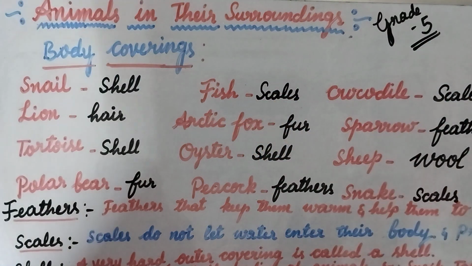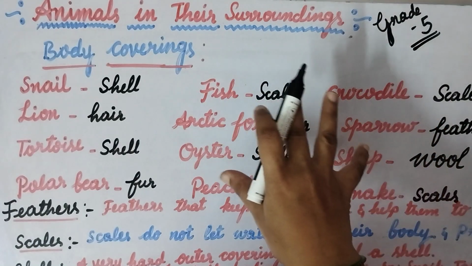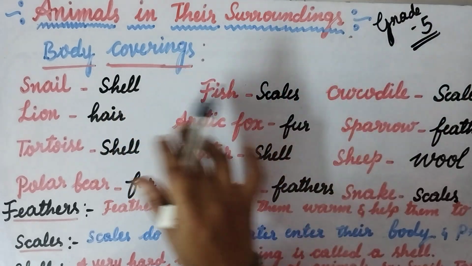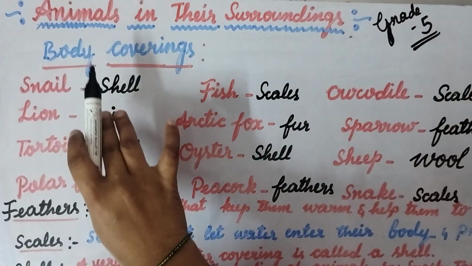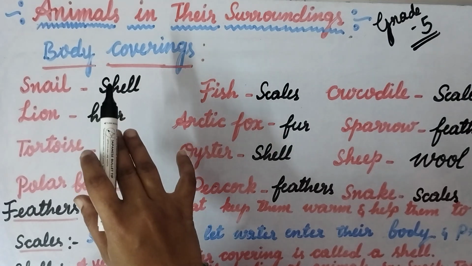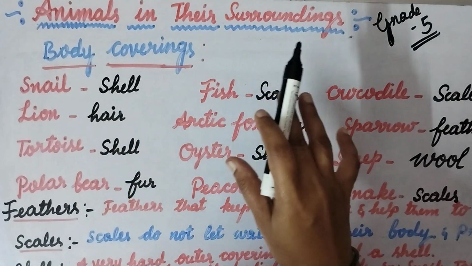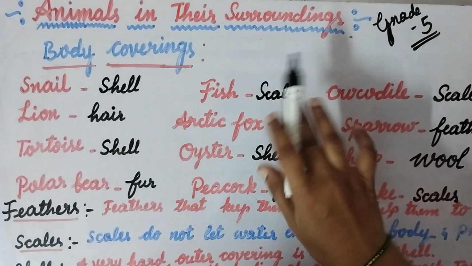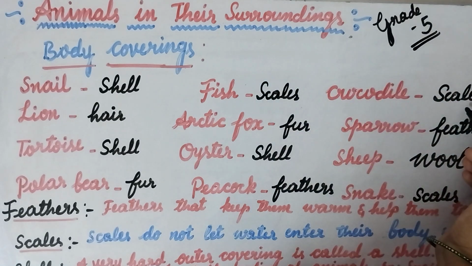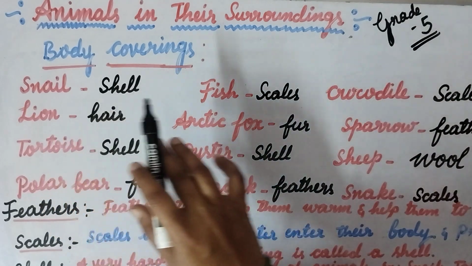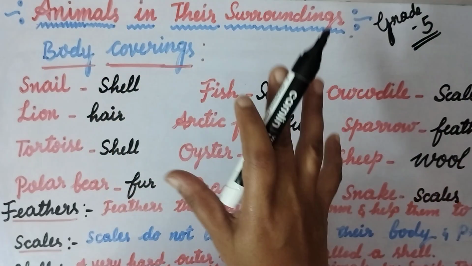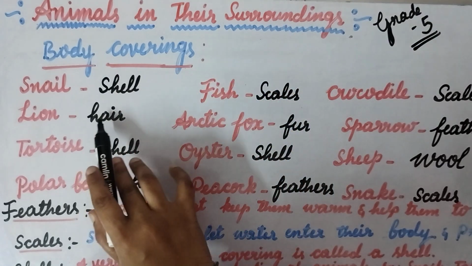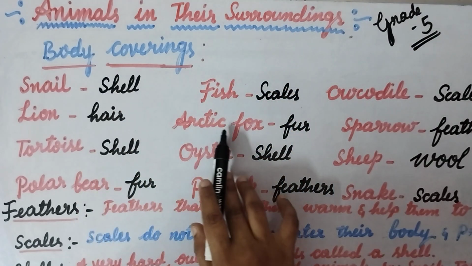What we have to learn in this video is the body covering of animals. I already wrote here some examples. Snail, its covering is the shell. Next, fish. The body covering of fish is scales. Then crocodile. Crocodiles also have scales. And then lion. The lion's body is completely covered with hair.